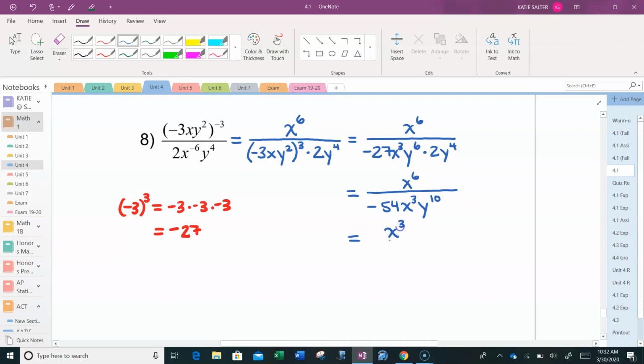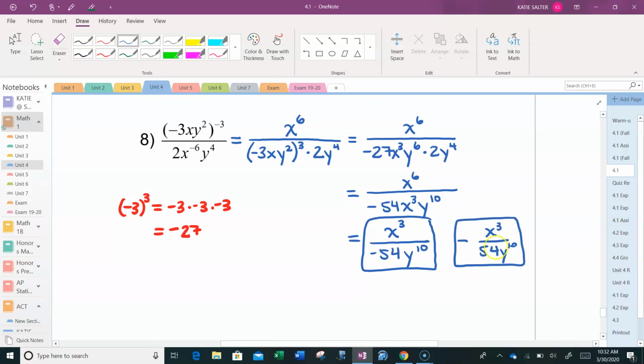Since the larger exponent is in the numerator, that x cubed will stay in the numerator, so that will become x cubed over negative 54 y to the 10th. And there's our answer. A lot of times if this is multiple choice, you will see the negative be moved in front like this, negative, and then it'll be x cubed over 54 y to the 10th. Or you might see the negative be moved to the numerator. It doesn't matter just as long as it's there.